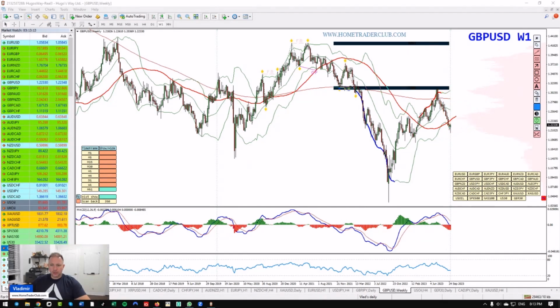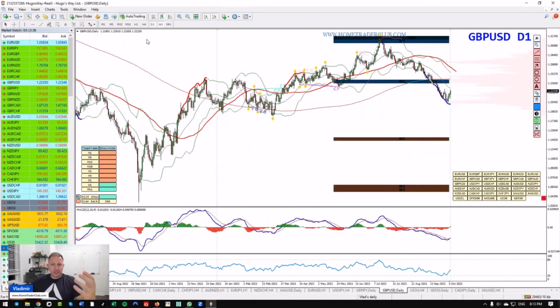Another possible scenario, it's less common but could happen, is that we will go to retest this demand area we have here, clean this zone, and from there the buyers will take control. It's again a bit less common price movement, but definitely a possible scenario. So the bottom line here is that I am not sure that the bearish momentum is over.